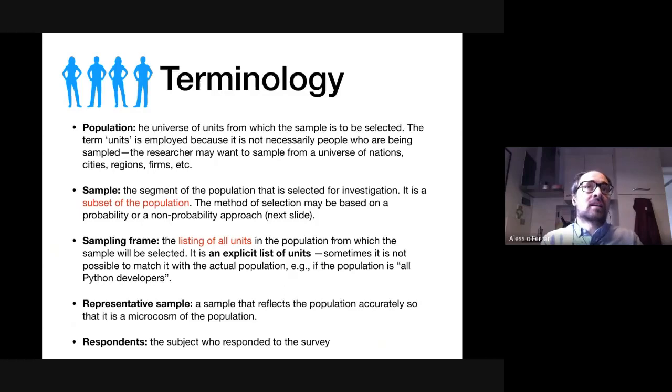This is slightly different from experiment. In experiment, in hypothesis testing, you're taking a small sample and show that it's different from the null hypothesis. Here is a different kind of approach, because the sample is larger, and your idea is that if you repeat many times the same sampling within the same population, but with a different sample, you get a distribution of answers that is similar. The respondents are the subjects who responded to the survey.